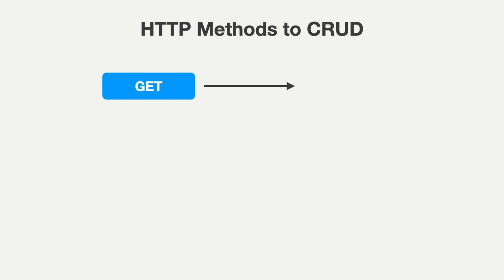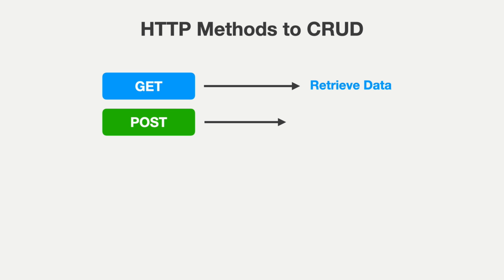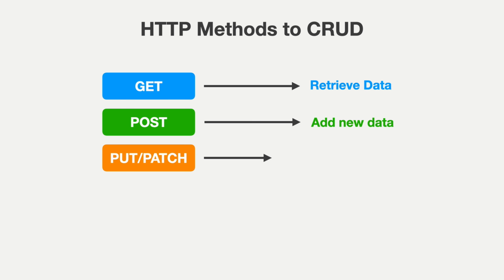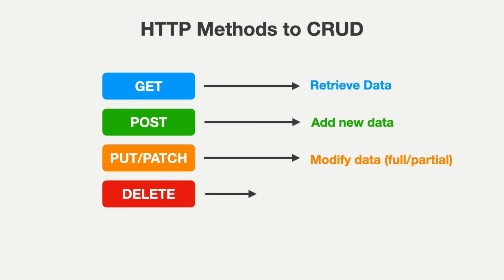So GET is for reading data. You're asking the server, show me this resource. GET requests never modify data. They only retrieve it. POST is for creating new data. You're sending information to the server and saying, add this as a new resource. PUT and PATCH are for updating existing data. PUT typically replaces the entire resource, while PATCH modifies just specific fields. You'll see both in practice. And DELETE is for removing data. Straightforward. You're telling the server to delete a specific resource. The methods tell you the action. The URL tells you the resource. Together, they describe exactly what you want to do.